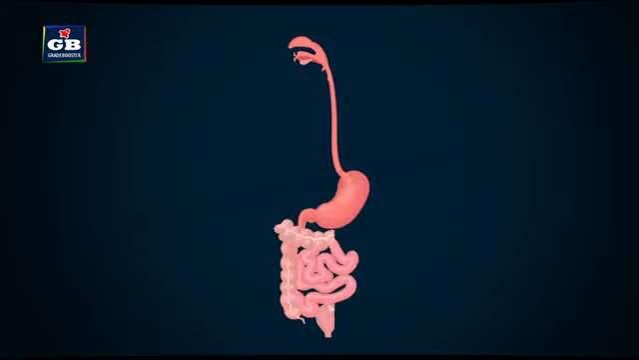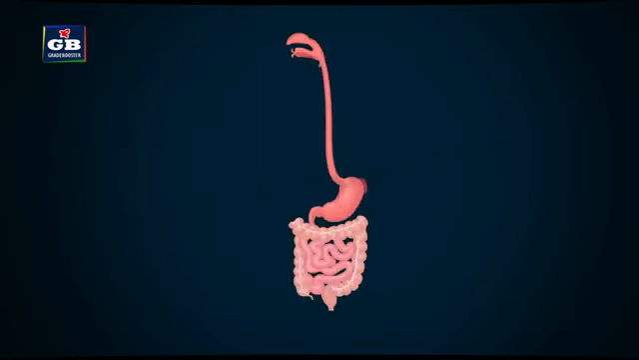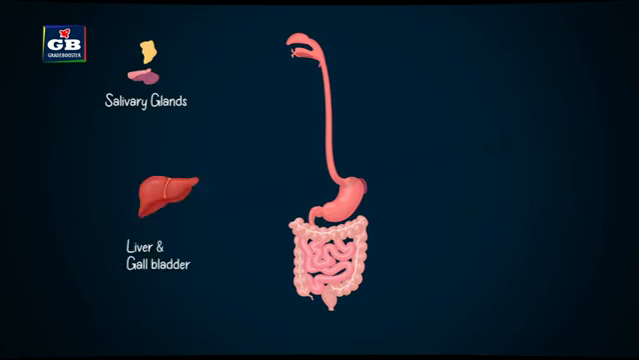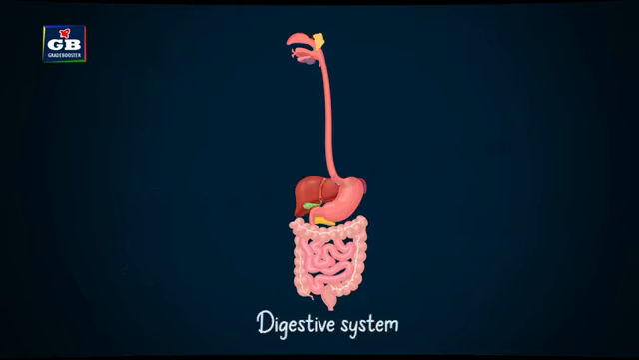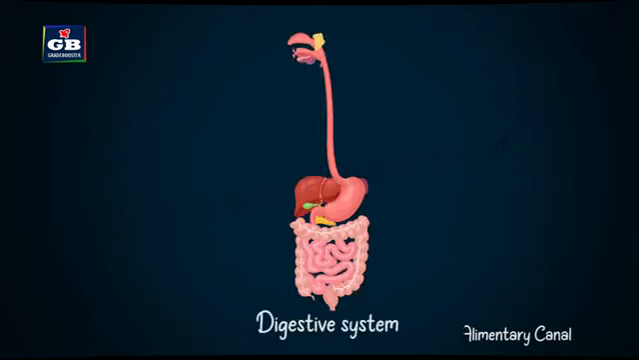Here we can see that all these parts are connected to one another and form a long tube or canal called the alimentary canal. Glands like salivary glands, liver, gallbladder and pancreas are attached to the alimentary canal and form the digestive system. So, accessory glands plus alimentary canal together make the digestive system.